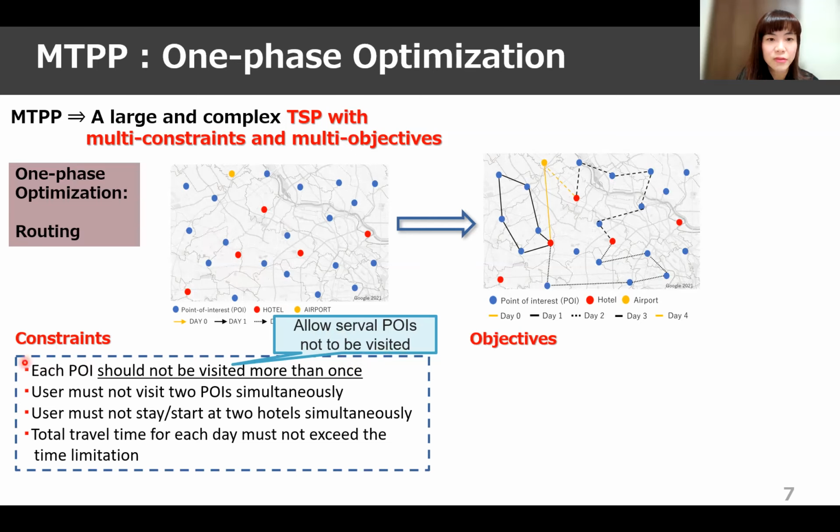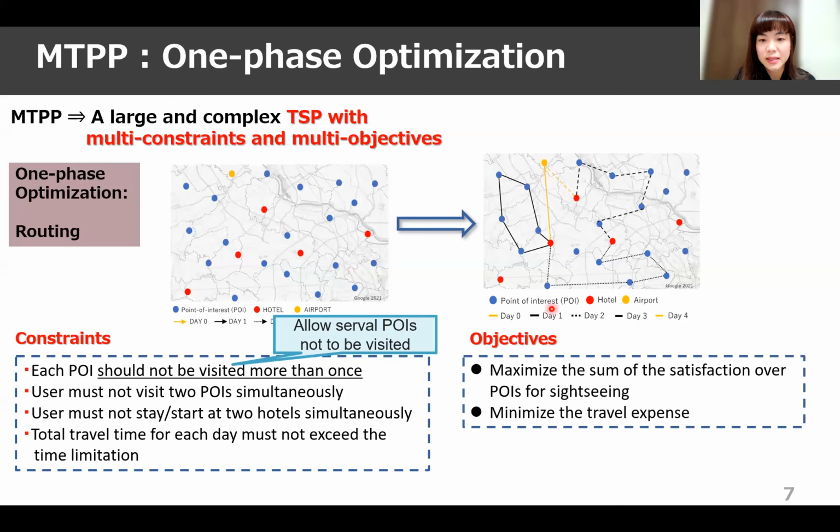So for the first constraint, if we are dealing with the TSP problem, it should be written as each POI should be visited exactly once. However, now we are dealing with a traveling problem, so the description of the first constraint is each POI should not be visited more than once.